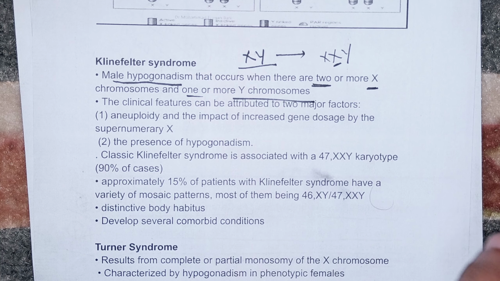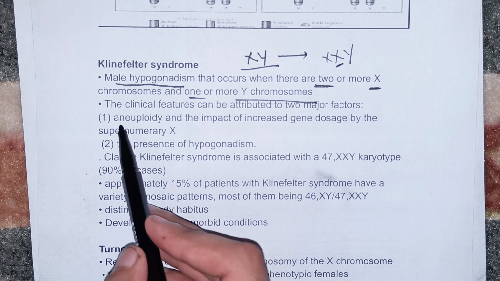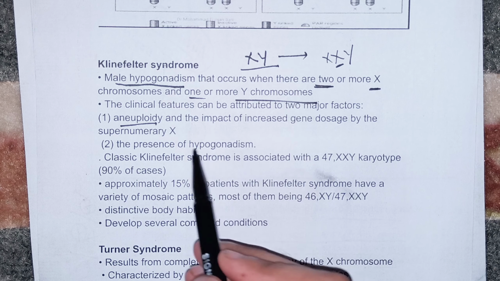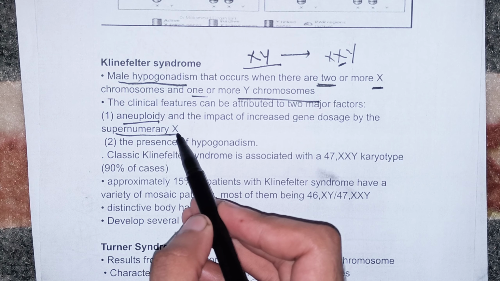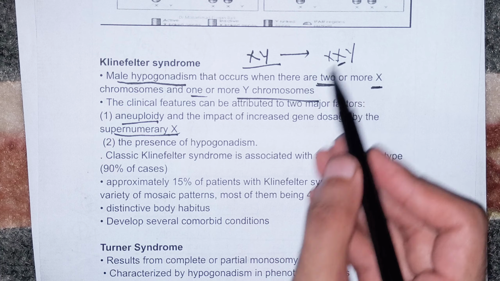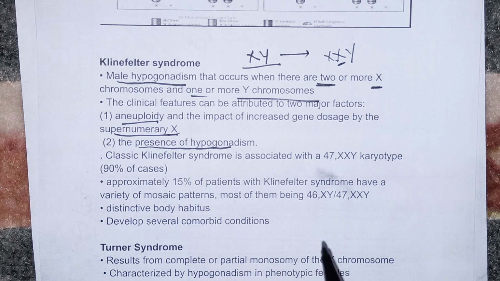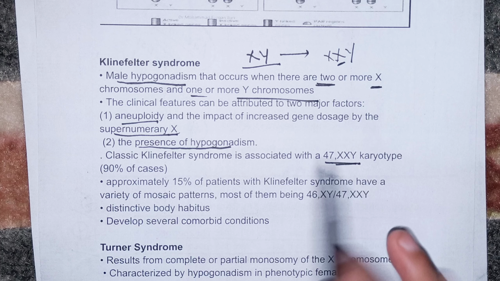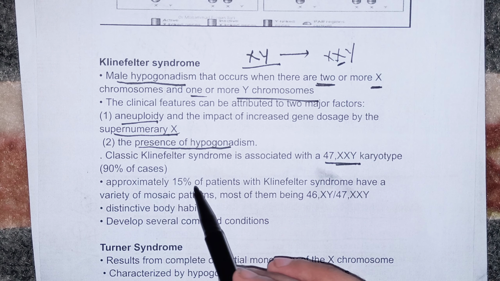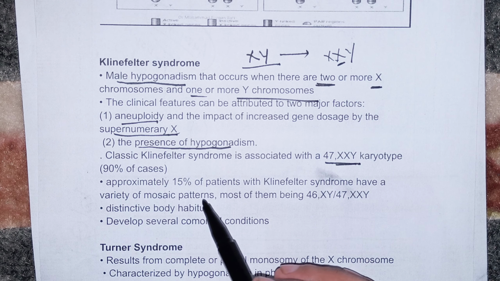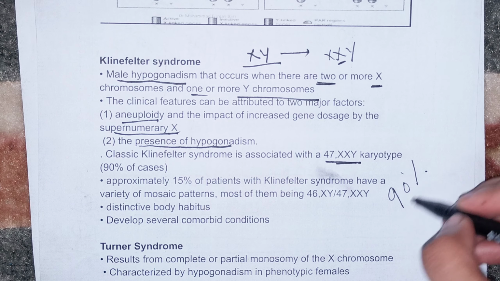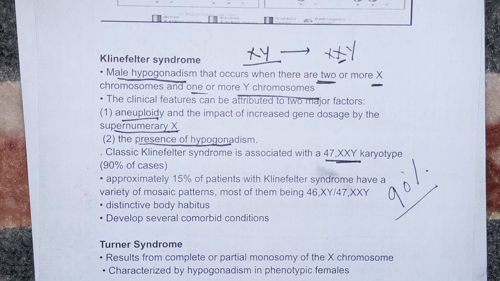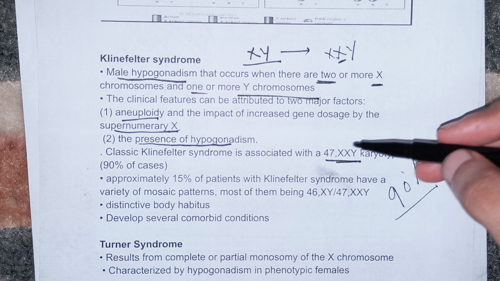Let's talk about this. That actually there is aneuploidy and this is trisomy. Okay, because 1 chromosome is added, and obviously there is supranumerary X. This is a supranumerary extra X added. Okay, so there will be hypogonadism. Classically it is XXY in 90% cases, but in 15% cases there may be a mosaic pattern. What does it mean? Look, in 90% individuals, all the cells in their body are having this condition.